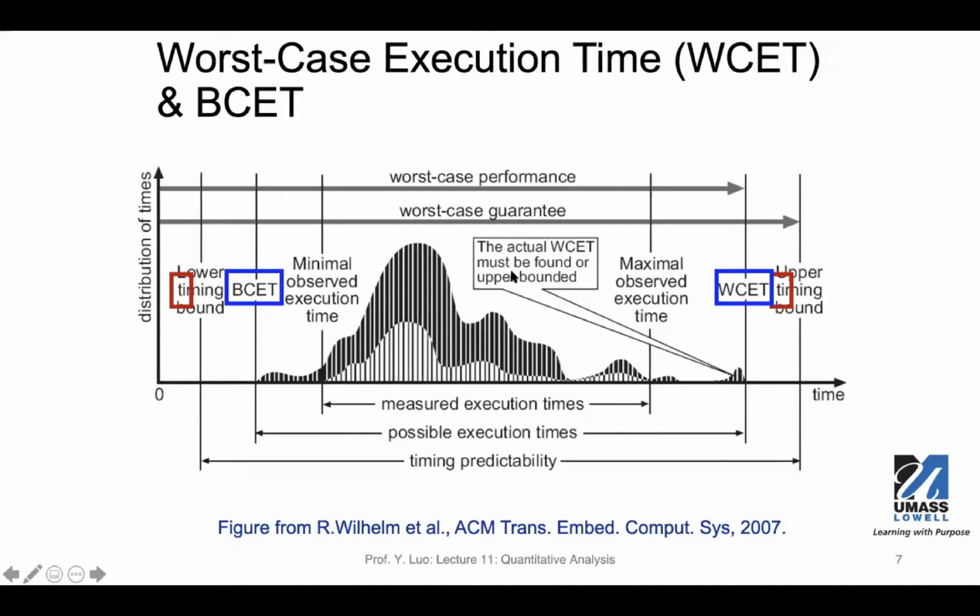So one point is the actual worst case execution time must be found or upper bound. So you may or may not be able to observe the actual worst case execution time, because for a program, there are many different things that may happen. More formally, the execution path of a program may have a very high number of possibilities.